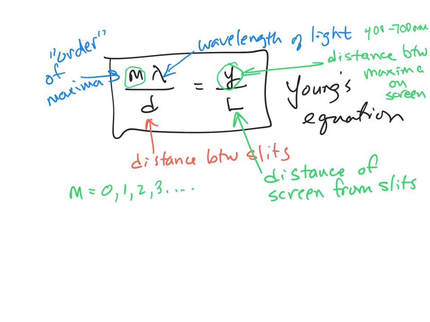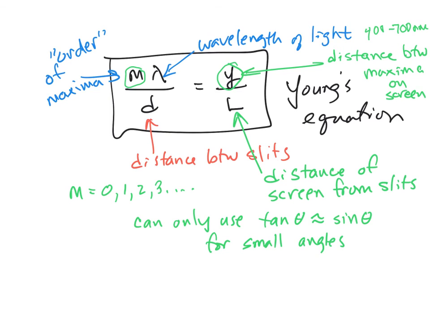I have to emphasize one more time that you can only use the approximation of tan theta approximately equal to sine theta for small angles. It's called the small angle approximation. So if you get angles larger than 15 degrees, then you have to separate out the two equations, solve for theta in the one that you know, and substitute that theta into the other one from the previous slide.